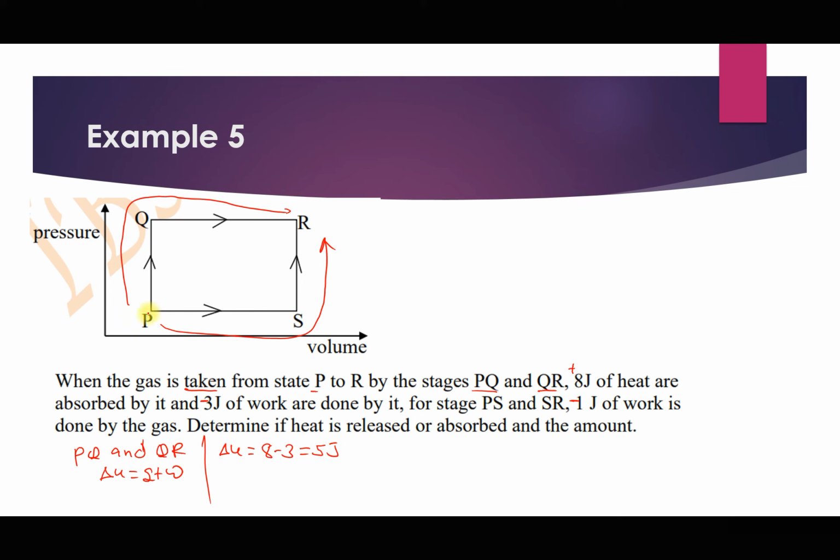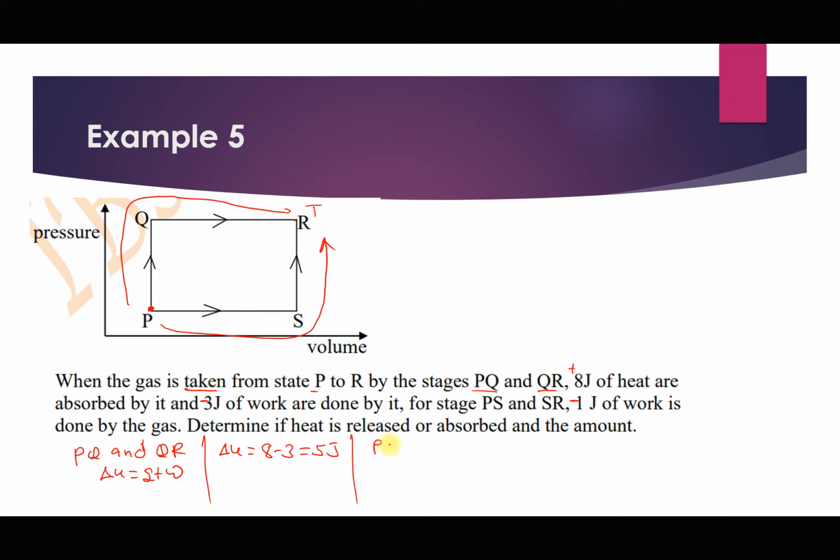Because whether you move from P to Q to R, the temperature at R is the same whether you move from PQ, QR, or PS, SR. So it means the change in internal energy is going to be the same because we all started from P and we're ending at R. So the change in the temperature from P to R is the same for whatever direction you take. So it means even if I follow PS, SR, the change in internal energy is going to be the same.